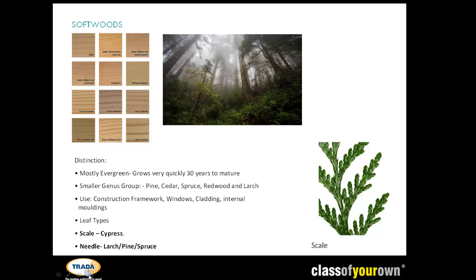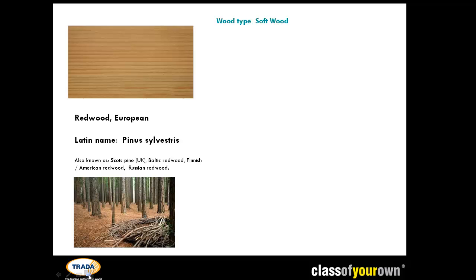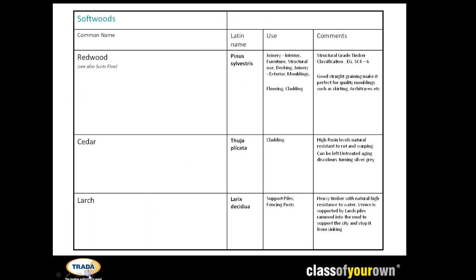Softwoods are identified by 2 leaf types. We have the scaled leaf type, which you tend to find on the cypress trees, and then we have the needles, which you will see on Douglas firs or Christmas trees. Again, the data included from Trada gives you much more information regarding redwoods and how it's been used.